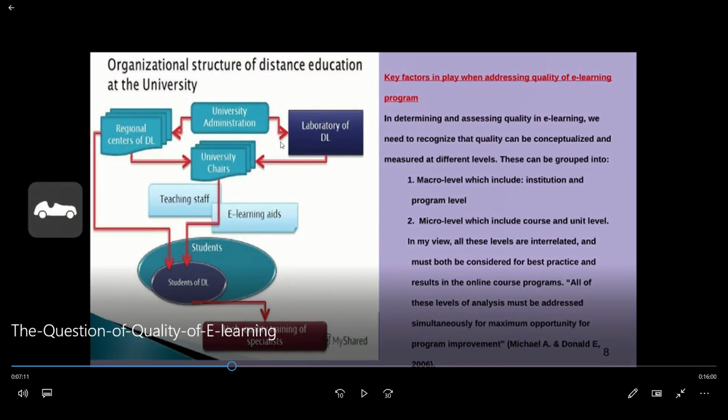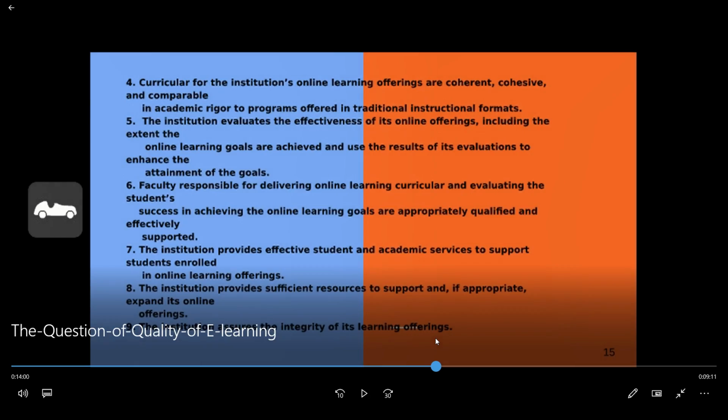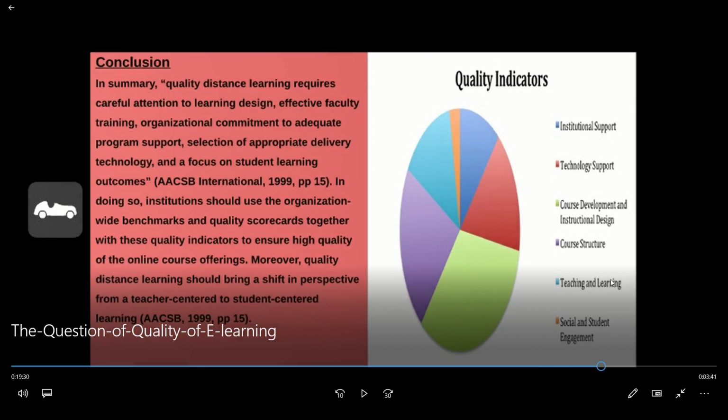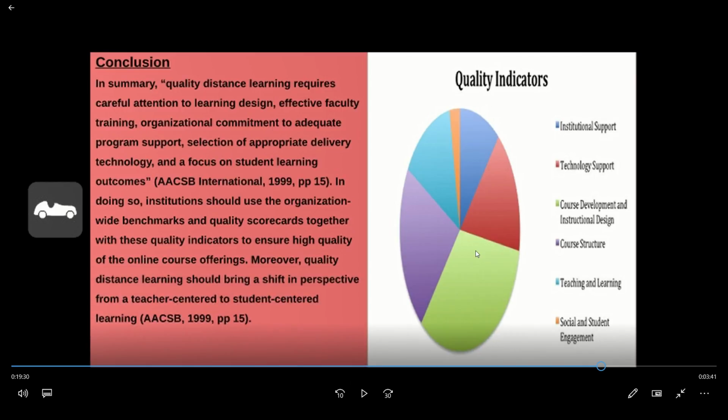Here we talk of the organizational structure of distance education. When you talk of students, we write inside the graphic, so words and graphics are close to each other. You can see the students of DL, the e-learning students. It would be a different case if we wrote outside, as with the teaching staff, compared with where we write inside the chart. This is what the spatial continuity principle says.